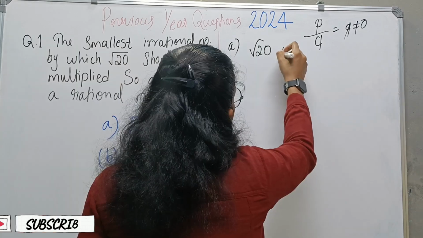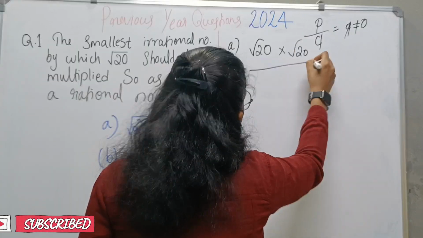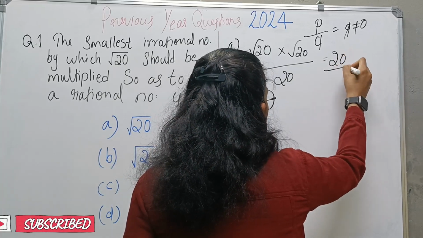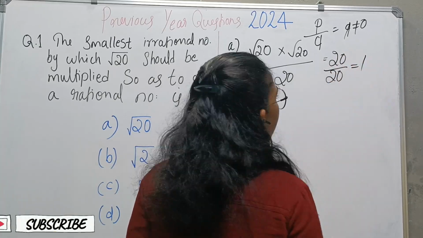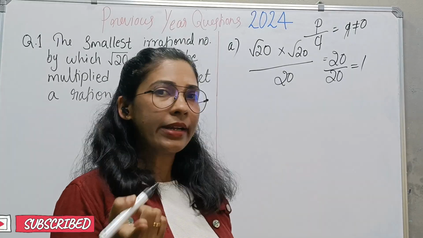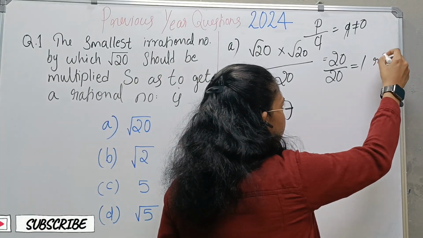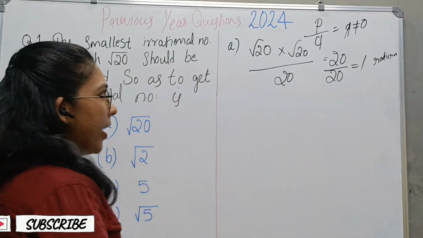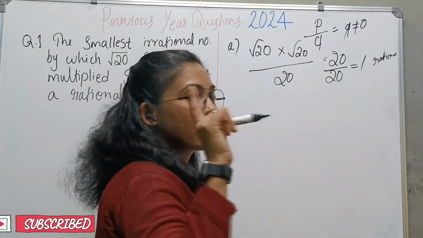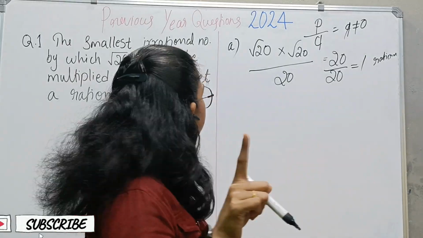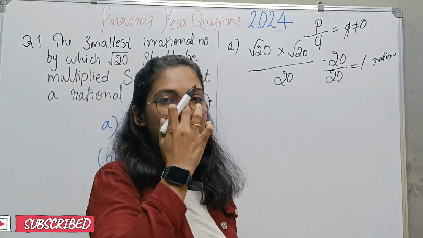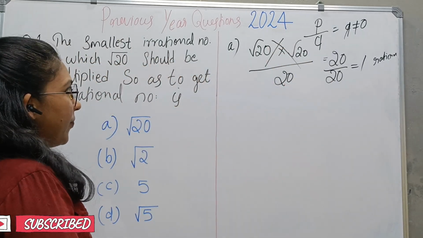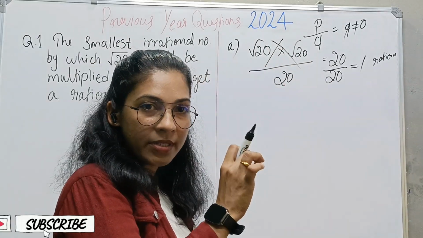So here it is root 20. Multiplying this with root 20, we get 20. So what will be the answer? It is 20 upon 20, which is equal to 1. Is 1 a rational or irrational number? It's a rational number. But the question asks for the smallest irrational number, so we can't consider this number. This is a wrong one, so we can easily exclude option A.